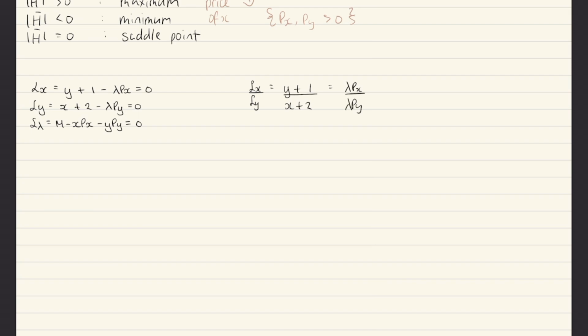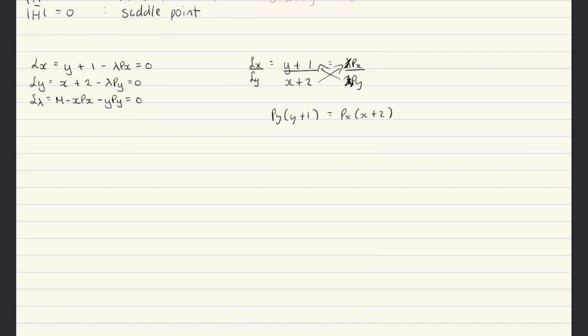And you can instantly cancel out the lambdas because they're common factors or common terms, right? And it's divided by each other, so you can cancel them out. And then basically just ignore this bit right now. You've basically simplified that, so you can cancel it or ignore it for the time being. We're just concentrating on this part. And then we basically can just cross multiply these. So it becomes py multiplied by y plus 1, which equals px multiplied by x plus 2.